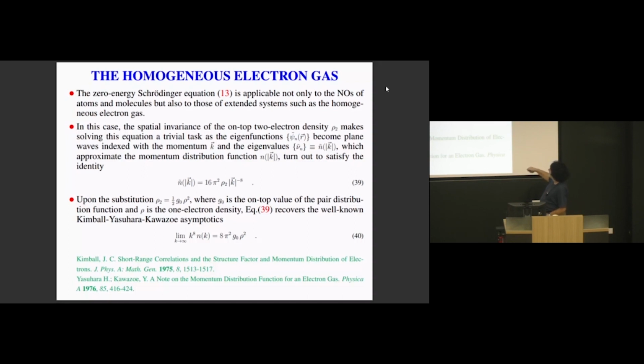And what is G0? G0 is the so-called on-top value of the pair distribution function of a homogeneous electron gas. I haven't invented America here, because these are the well-known Kimball, Yasuhara, Cavazo asymptotics that have been known for many years, but it shows that this approach also works for extended systems. In fact, it is much more general, because we don't need a homogeneous electron gas. We can have any electron gas. If we solve the Schrödinger equation for natural orbitals, which are not going to be plane waves anymore, we will get estimates for the tail of the momentum distribution function.